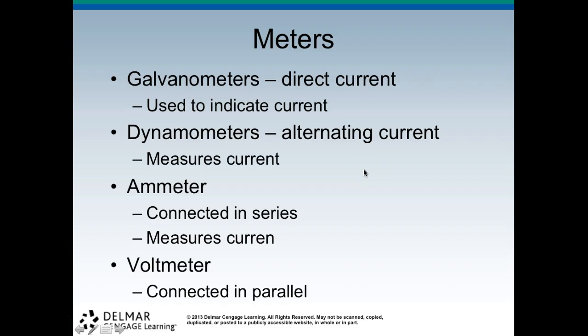So, different meters that we use. There's the galvanometer, which uses direct current and is used to indicate current. The dynamometer uses alternating current, so it measures current. The ammeter connects in series and it measures current. And the voltmeter connects in parallel, so it measures voltage.